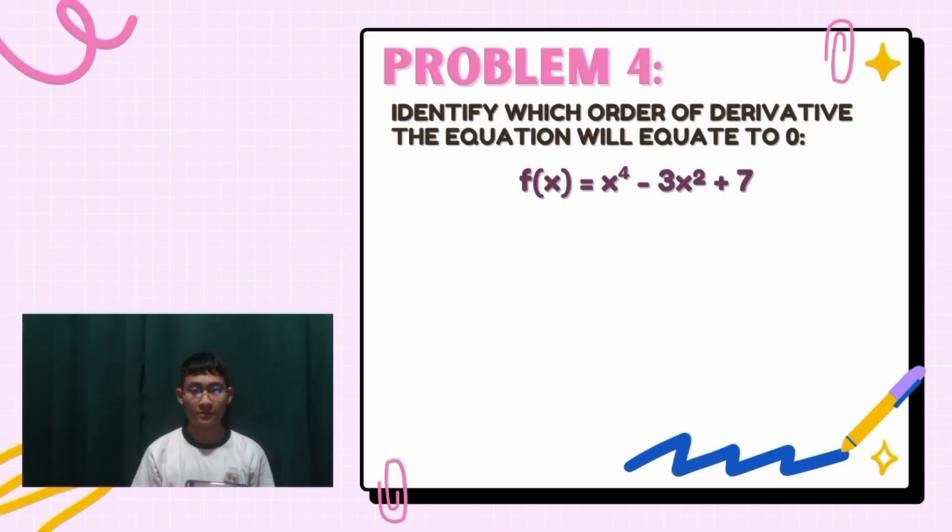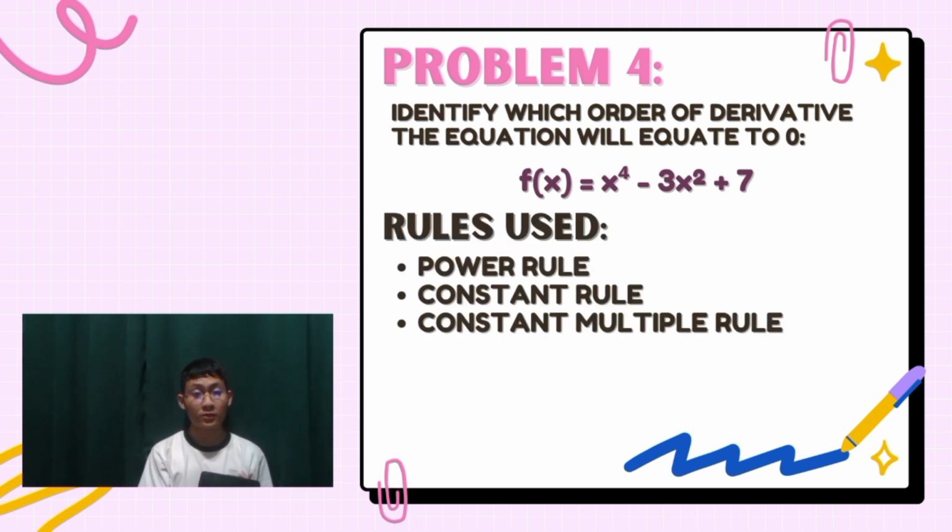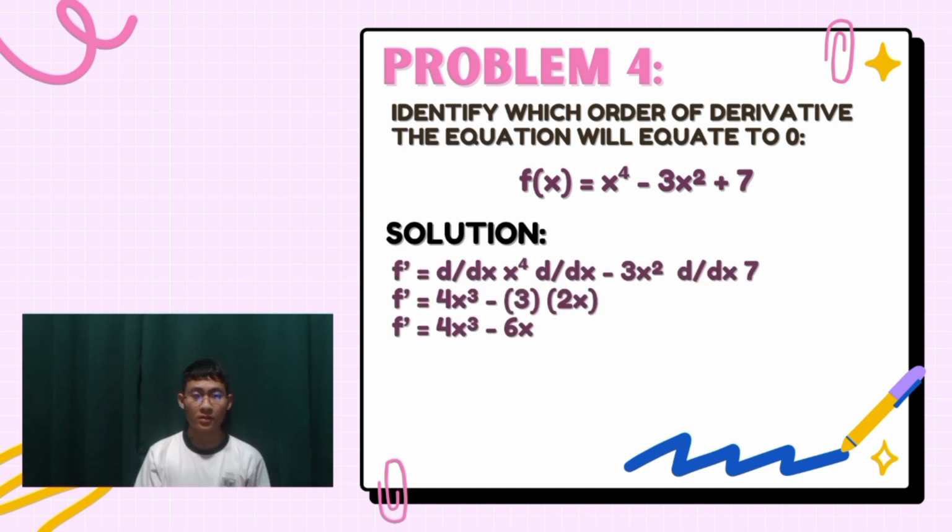Now for the last problem, identify which order of derivative the equation will equate to 0. The equation is f of x equals x raised to the power 4 minus 3x squared plus 7. The rules we're going to use are power rule, constant rule, and constant multiple rule. Now for the first derivative, we're going to find the derivative of x raised to the power 4 minus 3x squared plus 7. So the derivative of x raised to the power 4 is 4x cubed, minus the derivative of 3x squared, which is 3 times 2, equal to 6x. So our first derivative is 4x cubed minus 6x.